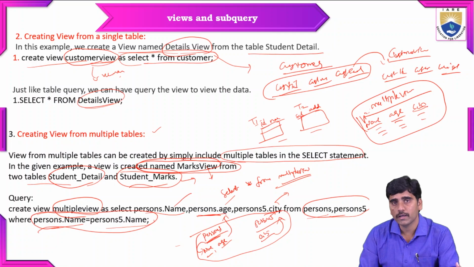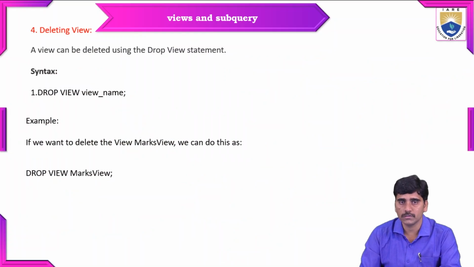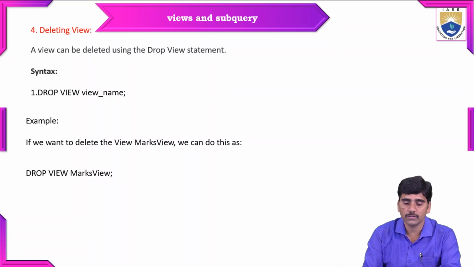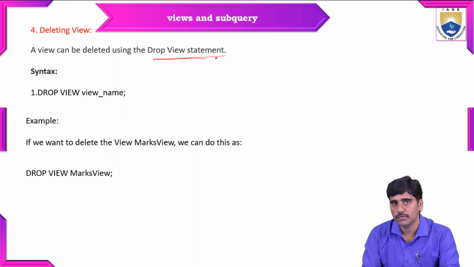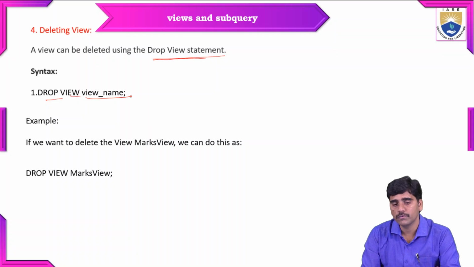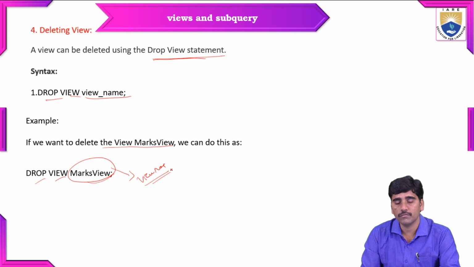So this is the way I can create a view from a single table, create a view from multiple tables, and delete views. So how can we delete the views? Same as how we delete a table, the same way you can delete a view. A view can be deleted using the drop view statement: drop view name. For example, if I want to delete the view marks view, we write drop view marks view. Marks view is the view name. So now the view is deleted.